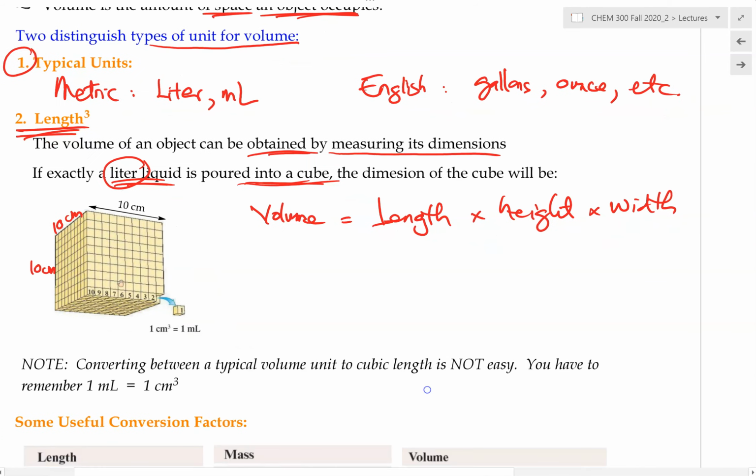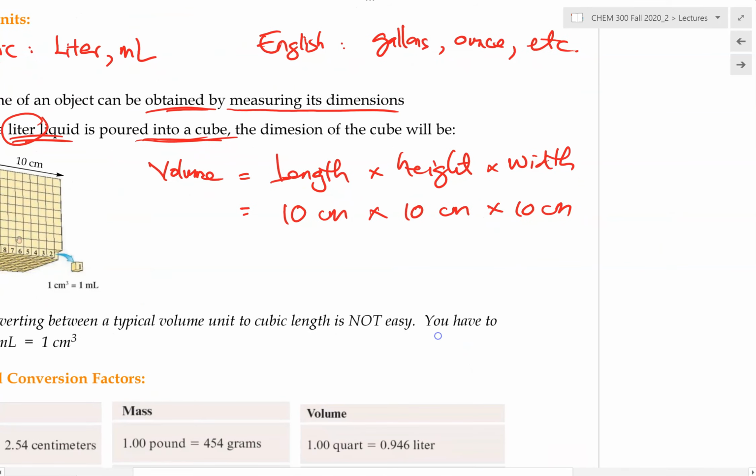So in this case, the volume of this cube would equal 10 centimeter multiplied by 10 centimeter multiplied by 10 centimeter. So it would equal 1,000 cubic centimeter. So when we multiply 10 by 10 by 10, we have to also multiply the centimeter as well, and that's why it becomes cubic centimeter.